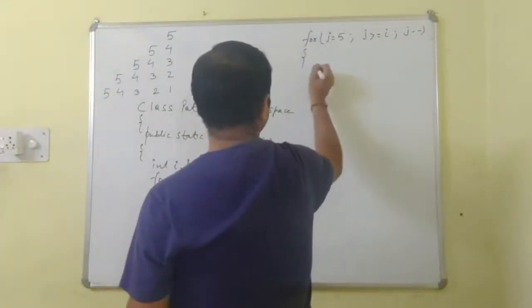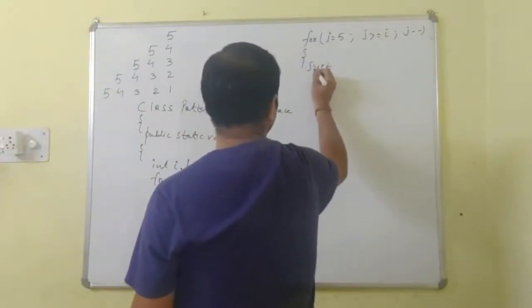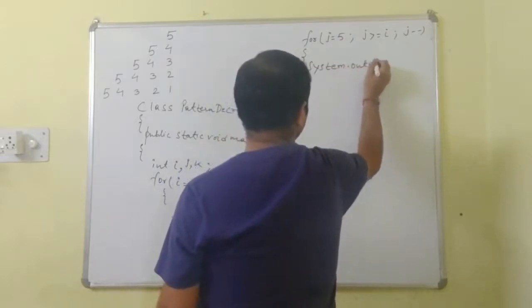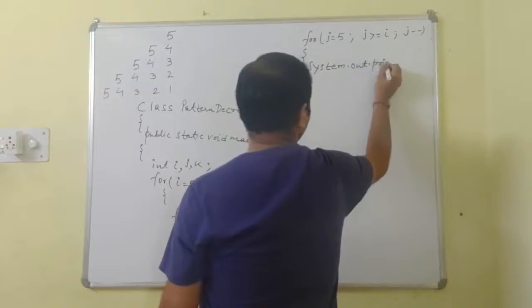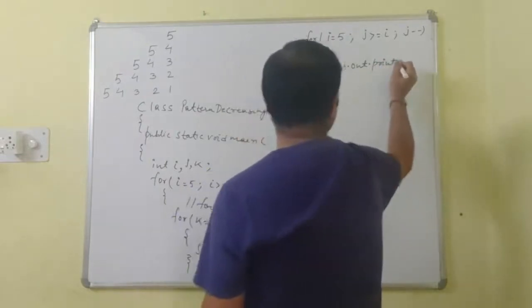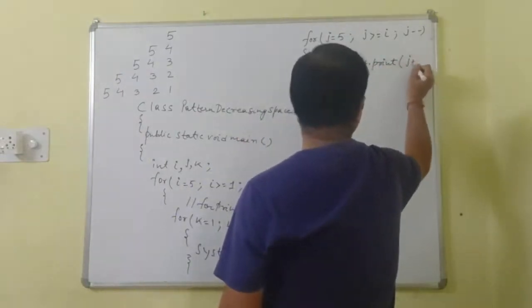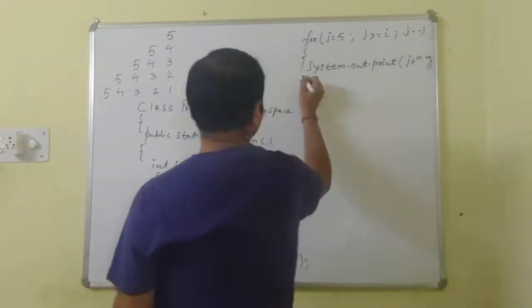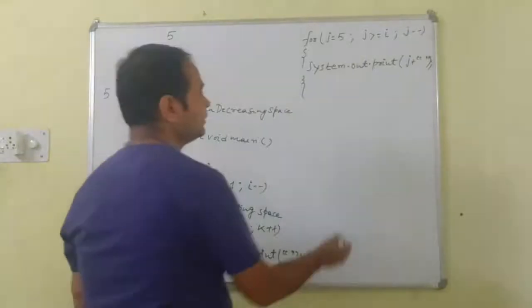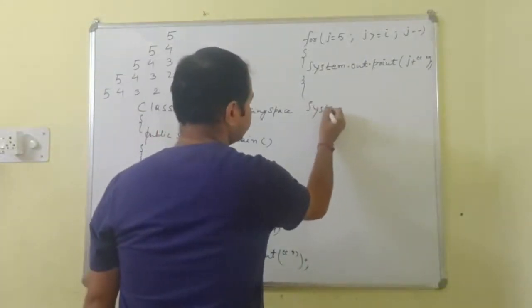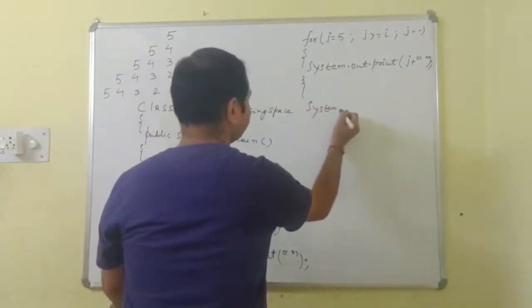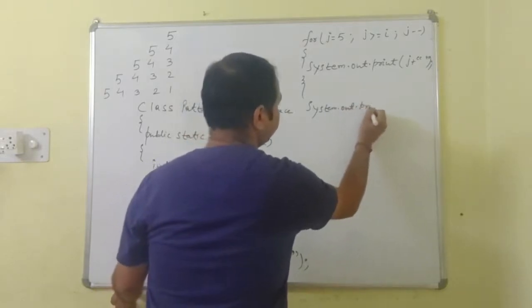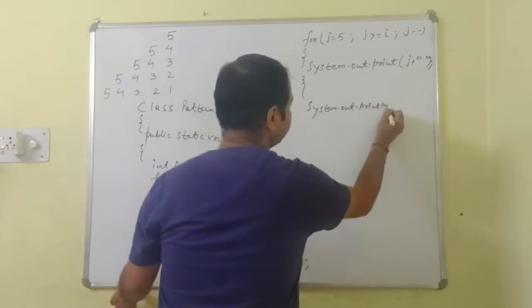So we will print here System.out.print(j + space). Then we will close it. Then we will change the line of the cursor with System.out.println.